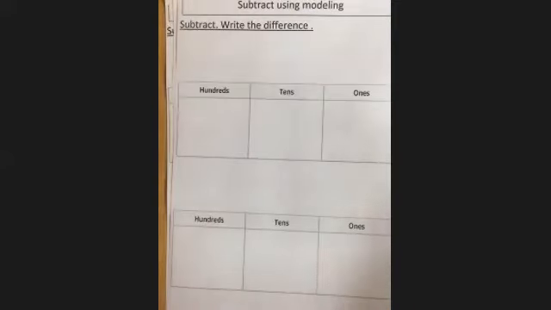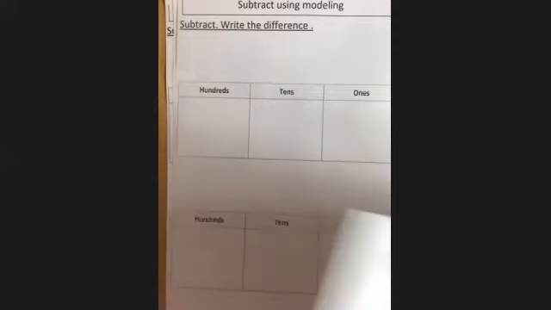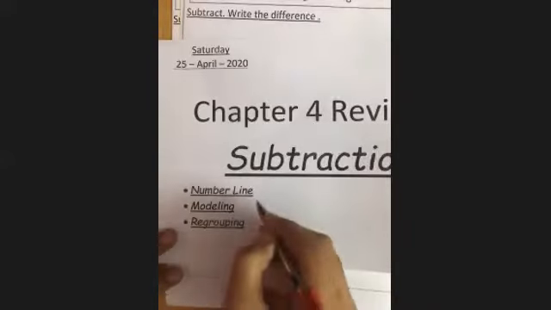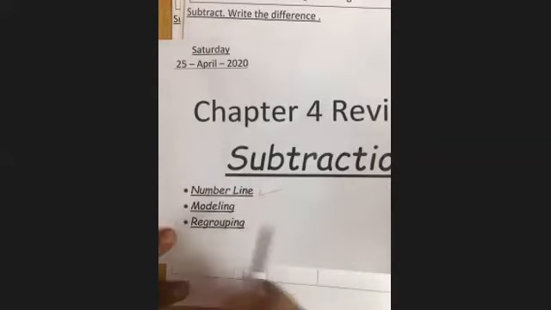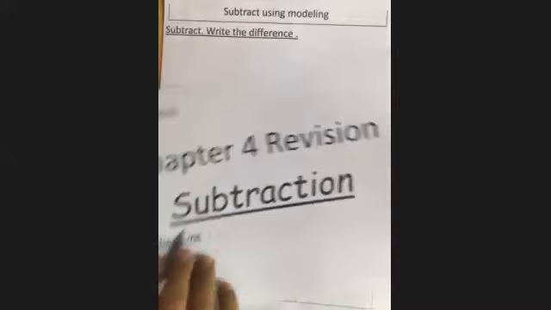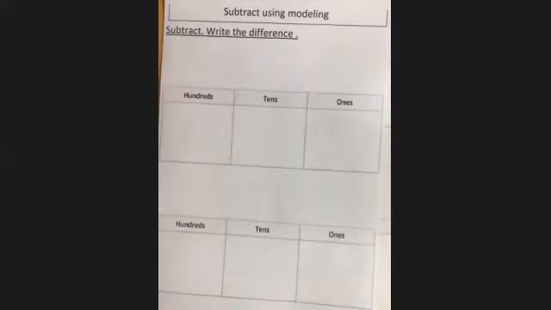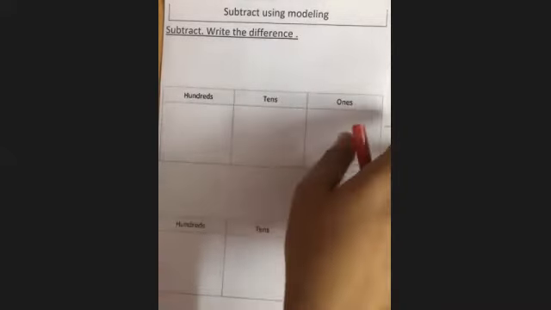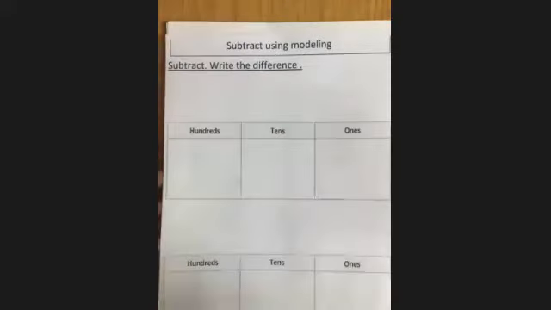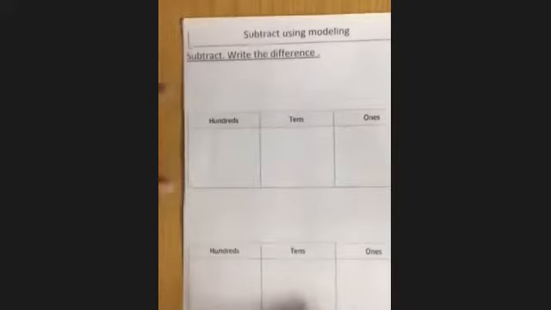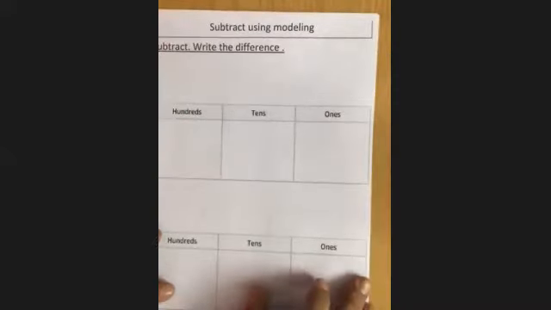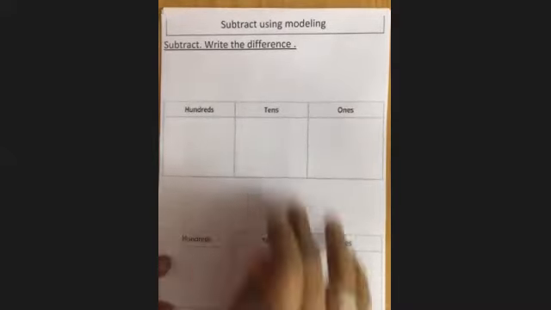Lesson two, we want to revise. Now we finish number line. Now we are going to revise modeling. To subtract numbers by using modeling, we will see this exercise. I will explain this one here, and I have another exercise that you will solve.